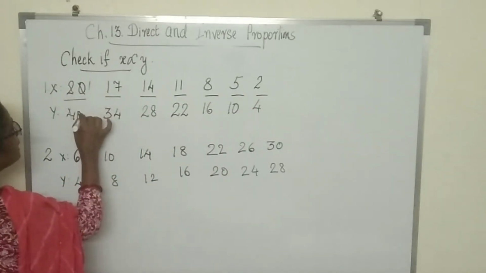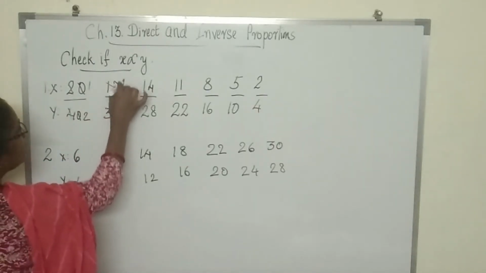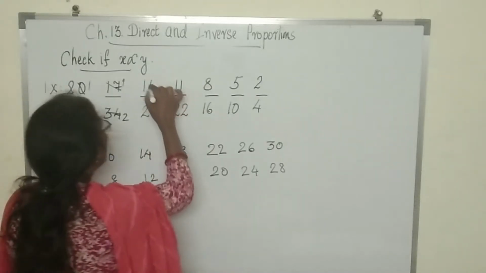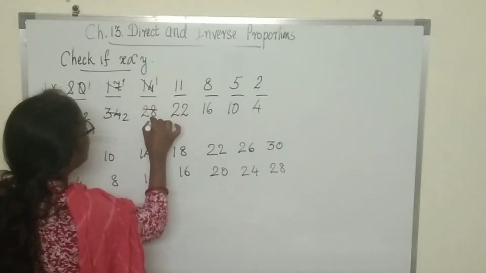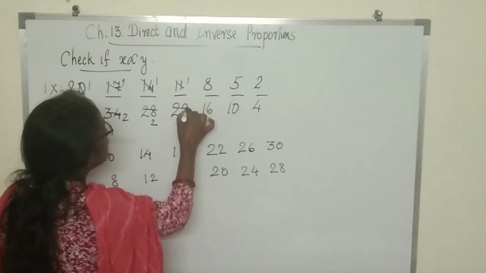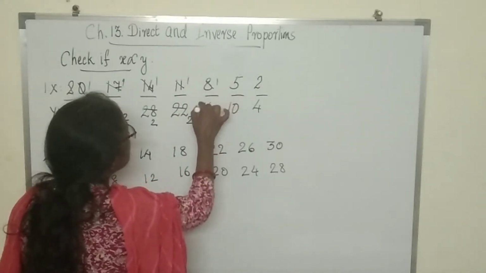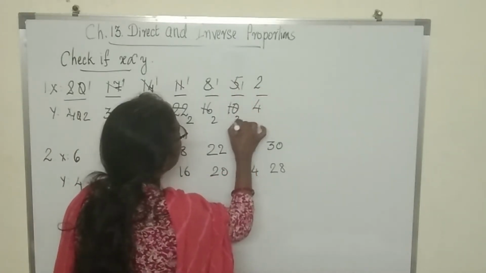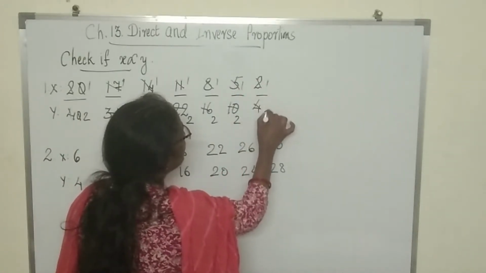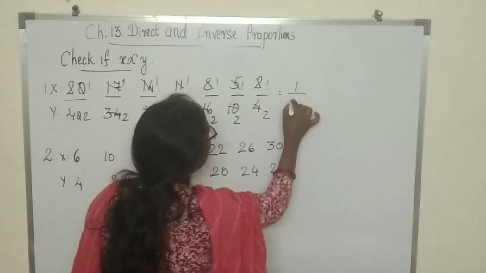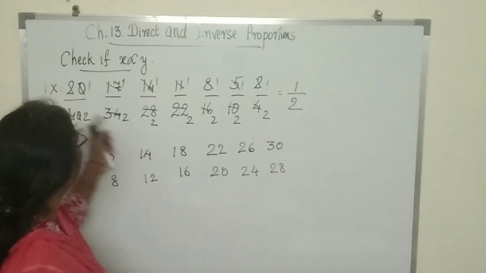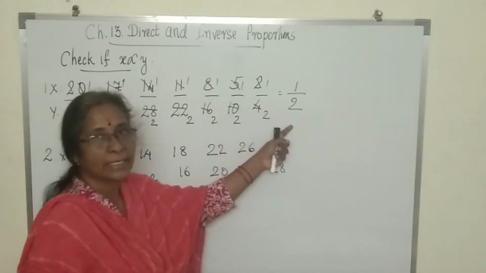20 ones are 20, 2 twos are... 17 ones are 17, 17 twos are 34, 14 ones are 14, 14 twos are 28, 11 ones are 11, 11 twos are 22, 8 ones are 8, 8 twos are 16, 5 ones are 5, 5 twos are 10, 2 ones are 2, 2 twos are 4. So in all the cases we got 1 upon 2, which is a constant. So these given values are in proportion.